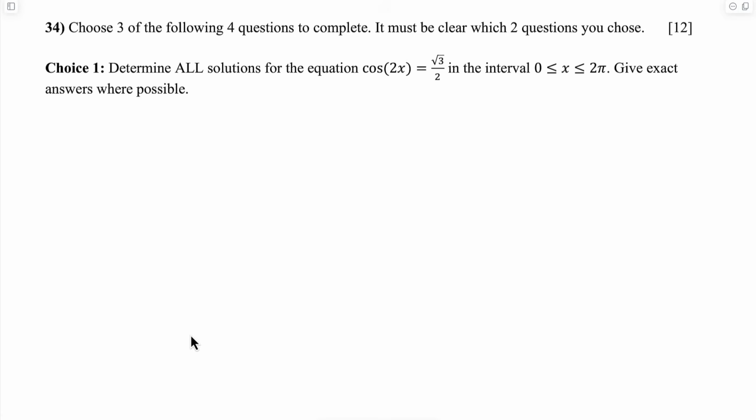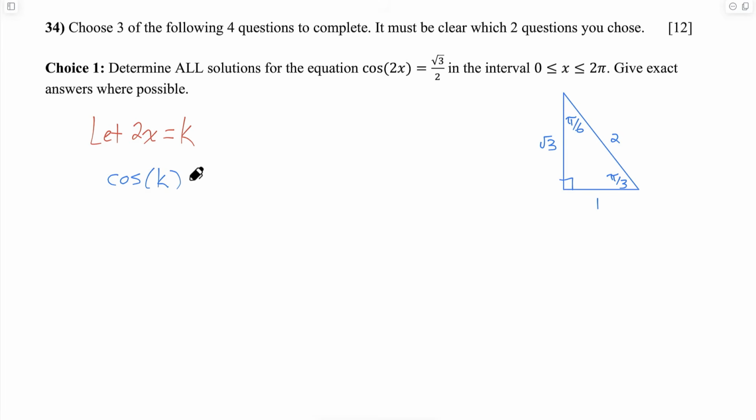Well, I know for this one I will be able to give exact answers because I recognize this ratio root 3 over 2 as a ratio I could make from a special triangle. Let me just remind you of that special triangle off to the side here. And before I actually use that special triangle, for this double angle equation, I'm going to replace that double angle. I'm going to say let 2x equal k. And then I'm going to rewrite this equation and solve it as if I'm trying to solve for k. So my new equation would say cos of k equals root 3 over 2.